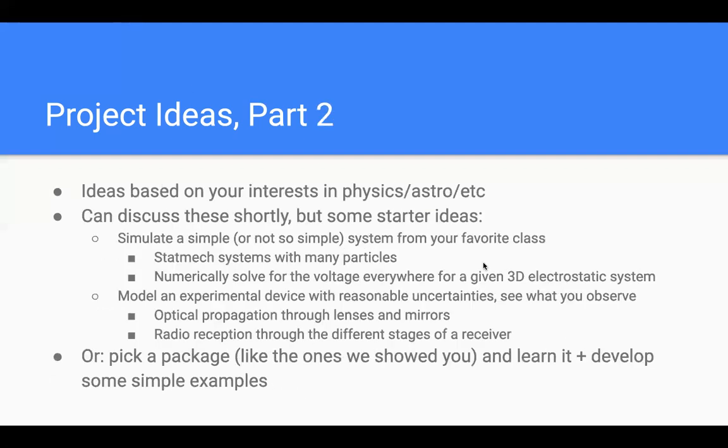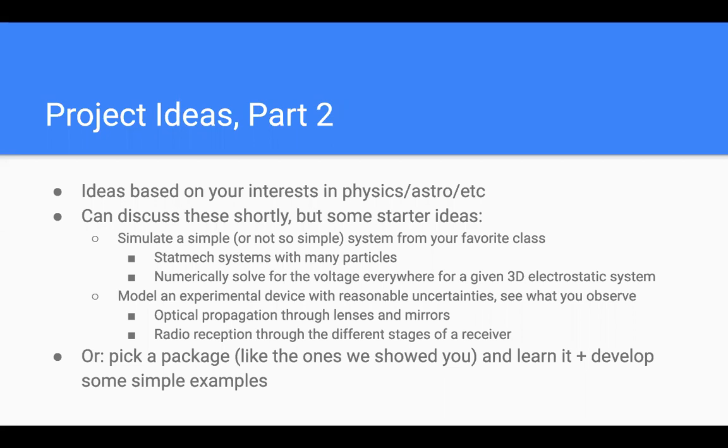Part 2, you can pick something. I suspect this one's going to be more common. Pick something in physics or astro that you like, write a bit of code that does that. We're going to get into that in a minute, but here are some ideas for what that could be to start with. Take something you like from your favorite class. If that's statistical mechanics, then simulate a bunch of particles, each with their own energy and interacting according to some rules. Or if it's E&M, you might want to solve Poisson's equation and solve for the voltage everywhere in a 3D space. So that's finite element type solving.